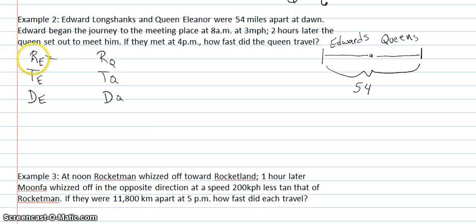Alright, Edward's rate was 3 miles per hour. So that's going to go right here. And then for the queen, we don't know how fast the queen went. That's actually what we want to find, so I'm just going to put r. Alright, we know that Edward started at 8 a.m. and met the queen at 4 p.m. So if we count up the hours from 8 a.m. to 4 p.m. with 8, 9, 10, 11, 12, 1, 2, 3, 4. That's 8 hours.